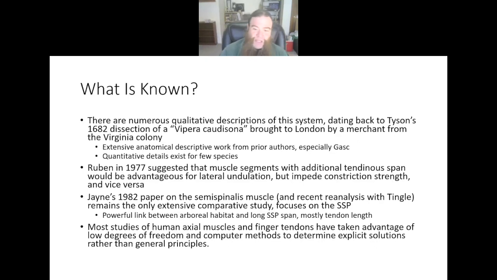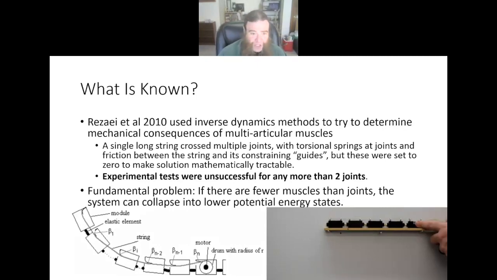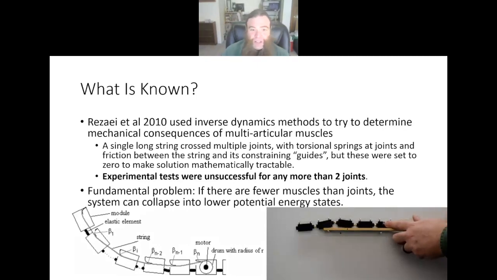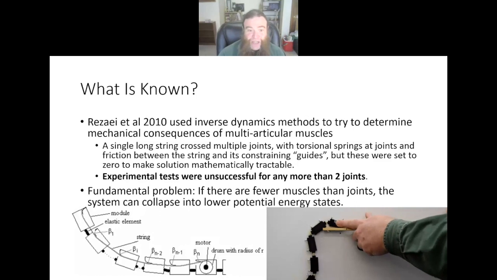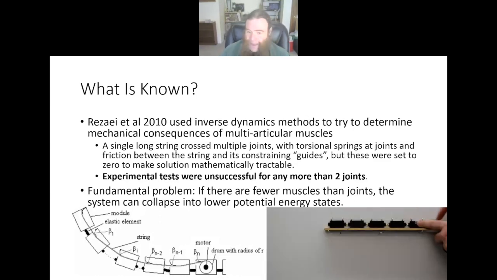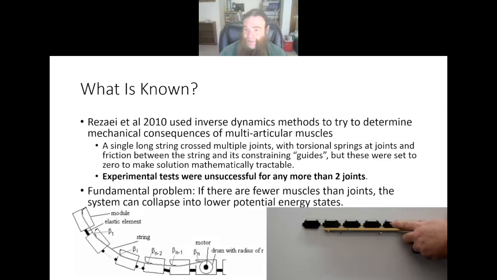Most of the studies in other species have taken advantage of the relatively low number of degrees of freedom to use computational methods. So they've run it all through a computer, get exact solutions, but they don't have general principles. So we're still missing some of these general principles because humans don't vary in how many finger joints they have. Once you have your explicit solution, you're pretty much done as far as humans, but not so for other species. Another recent paper used inverse dynamics methods to try to determine the mechanical consequence, modeling them as an elastic string across joints. And their math worked, but when they tried to do it experimentally, it failed.